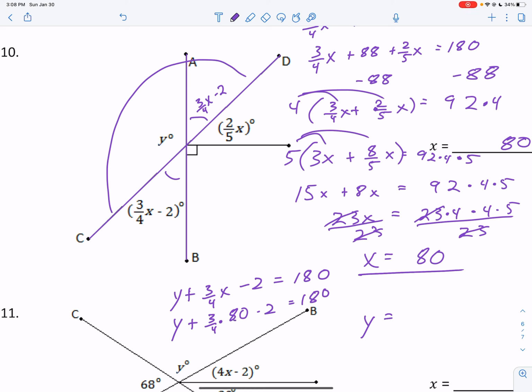Let me just confirm. If I cancel a 4 right here, I get a 20 right there. 3 times 20 is 60. So we haven't figured out what y is yet, but we've got y plus 60 minus 2 equals 180. y plus 58 equals 180. Subtract 58.